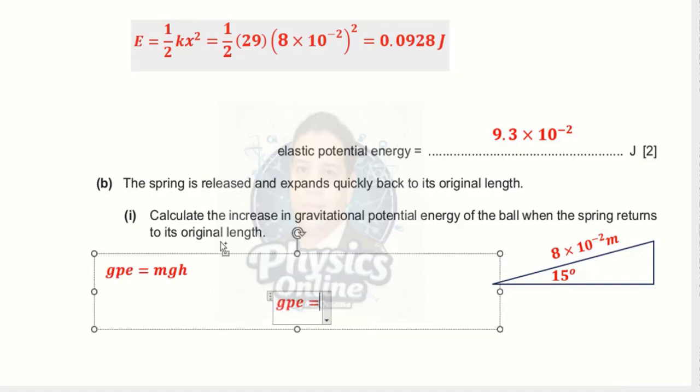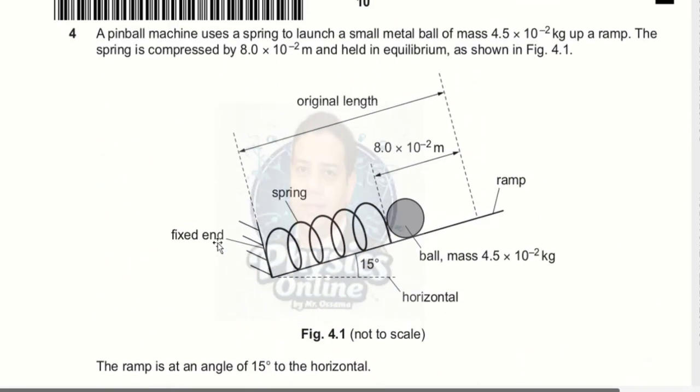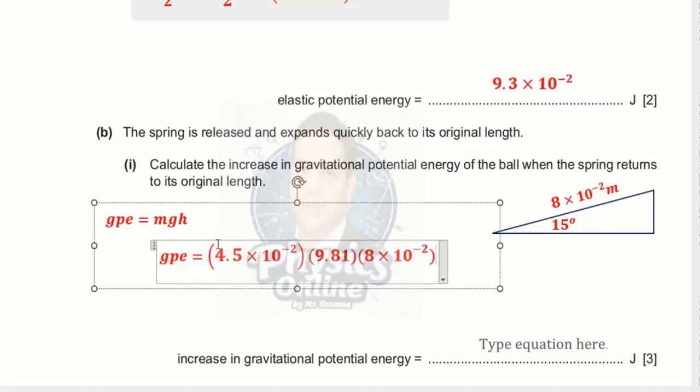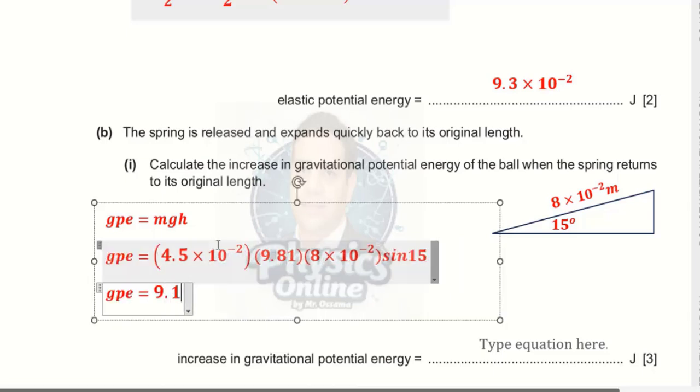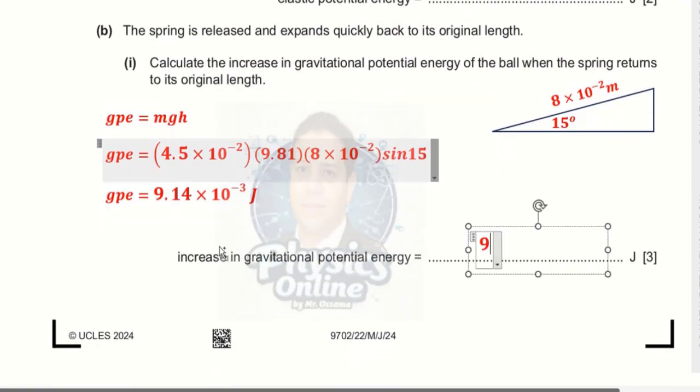Gravitational potential energy equals mgh: the mass of the ball, 4.5 times 10 power negative 2, times g 9.81, times the height 8 times 10 power negative 2 sine 15, which is 9.14 times 10 power negative 3 joule. We can approximate it to 9.1 times 10 power negative 3 joule.